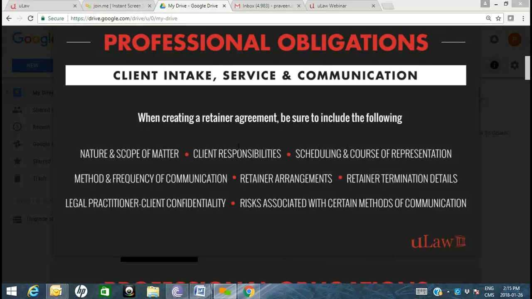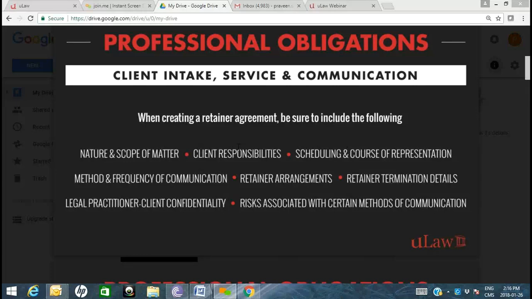Okay? And right from scheduling, course of representation, another very important aspect to it is outlining your method and frequency of communication, whether that's going to be via mail, email, etc. Okay, what are your retainer arrangements? For example, if you're going to get an initial $1,000 retainer, do you have a scheduled plan to say that you would request or require a top-up to that retainer anytime the retainer comes below $200?